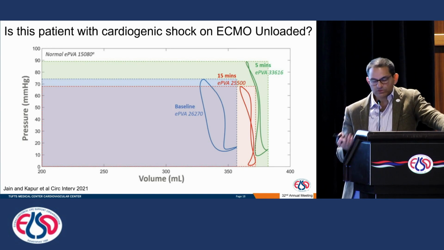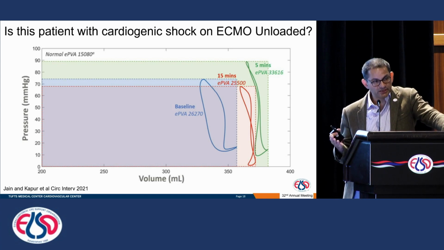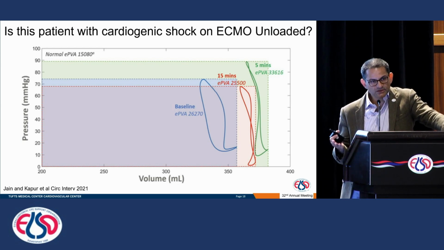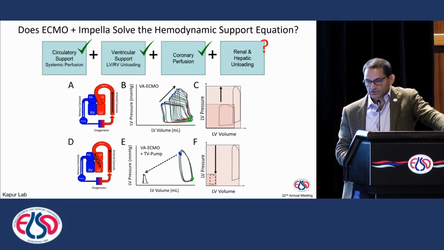In the same patient, we put in conductance catheters, and we show that going from baseline to 15 minutes on ECMO, the pressure volume area is not changed. So this patient doesn't require venting to reduce LV-EDP, but also is not unloaded at the same time, and that would be a reduction in PVA. So does ECMO plus Impella solve the hemodynamic support equation? I think it does, actually, rather effectively.